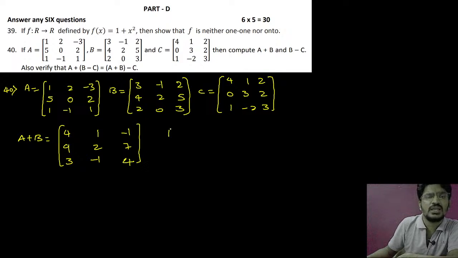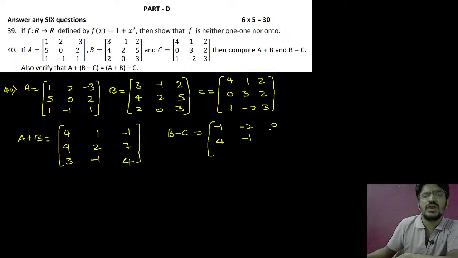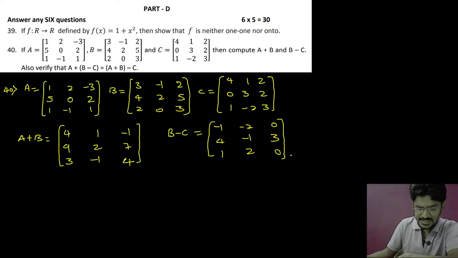Now we have to calculate B minus C. So B minus C is 3 minus 4, which is minus 1. Minus 1 minus 1 will be minus 2. 2 minus 2 will be 0. 4 minus 0 will be 4. 2 minus 3 will be minus 1. 5 minus 2 will be 3. 2 minus 1 will be 1. 0 minus minus 2 is plus 2. 3 minus 3 is 0. So this is B minus C.